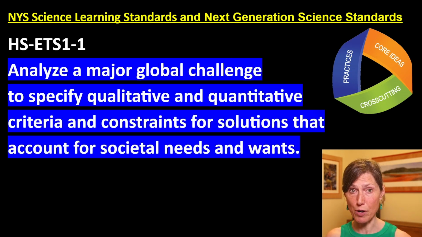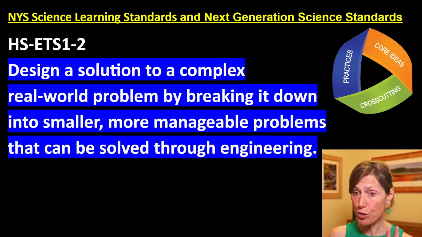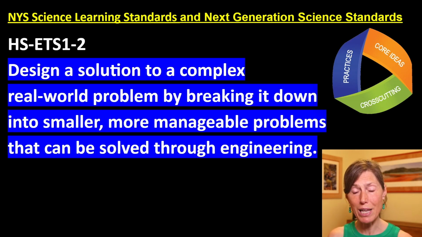ETS 1-1 reads as follows: analyze a major global challenge to specify qualitative and quantitative criteria and constraints for solutions that account for societal needs and wants. The data which I just showed you certainly underscores the importance of this matter. ETS 1-2: design a solution to a complex real-world problem by breaking it down into smaller, more manageable problems that can be solved through engineering. This PBL module will definitely address that.